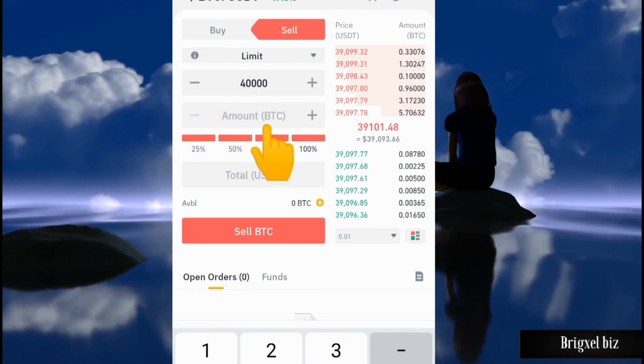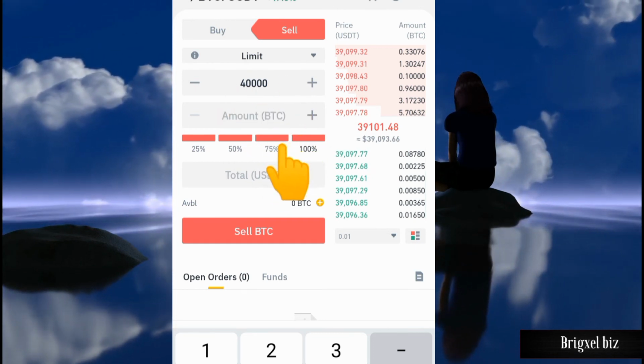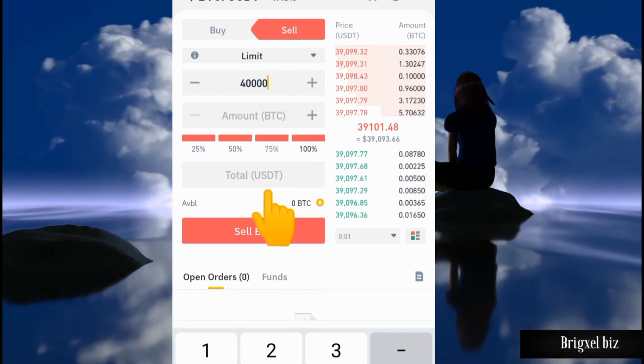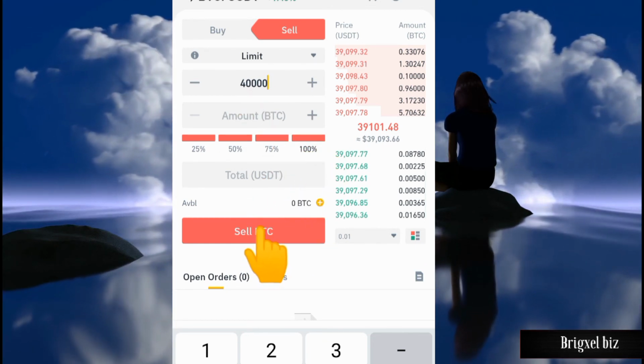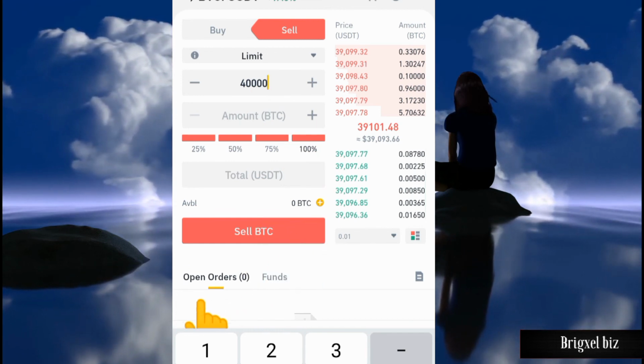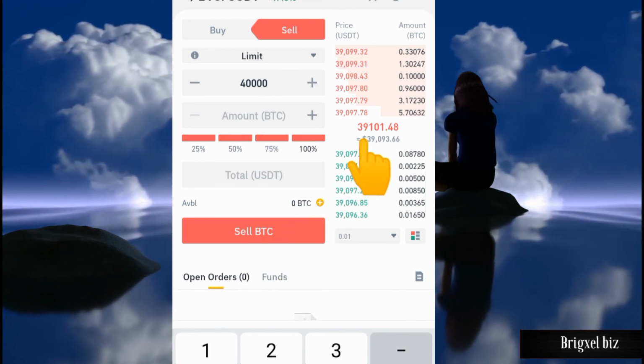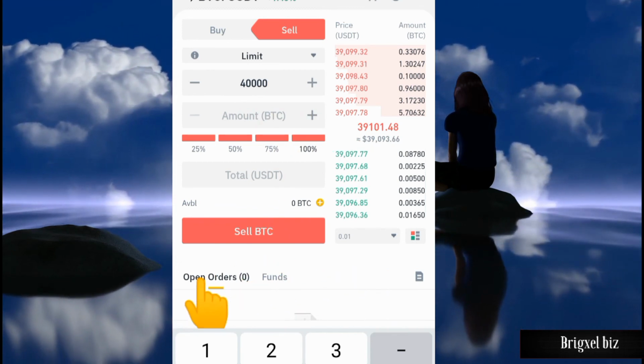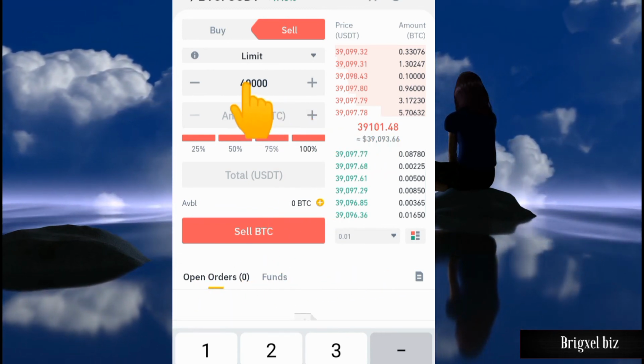So your sell order is going to be at this, and then you will click sell. When you click sell, because the price of Bitcoin has not gotten to $40,000, it is going to be displayed here as an open order. Once the price hits $40,000, it will be filled, and once that happens, you would make some profit.